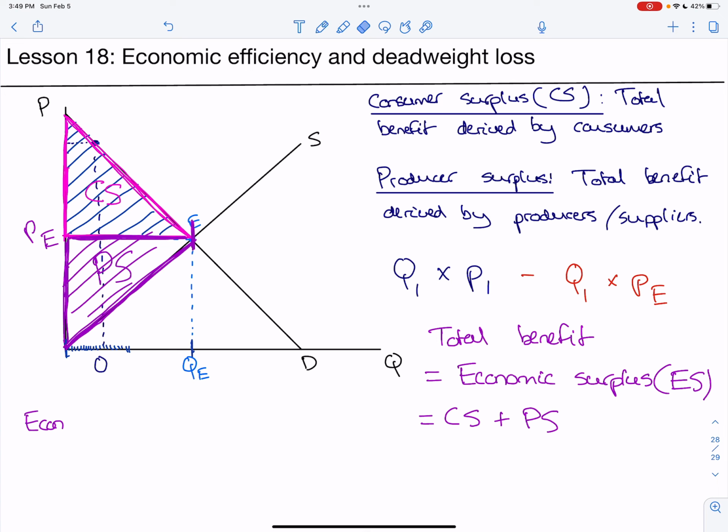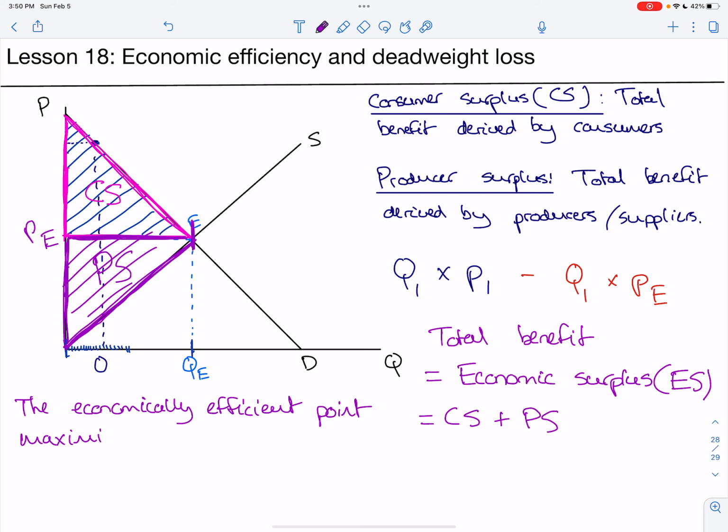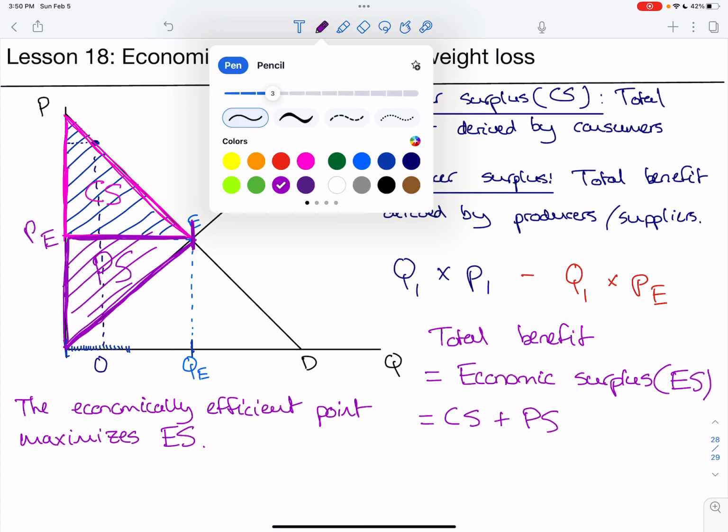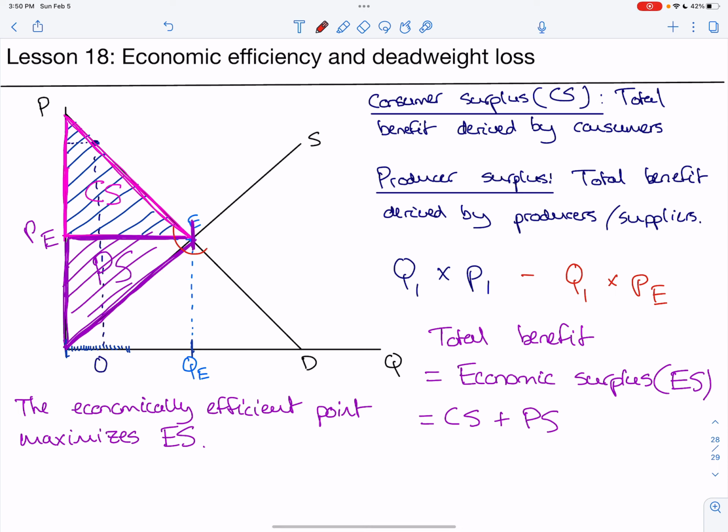or another way of putting that is the economically efficient point maximizes economic surplus. Now, in our case, what is the economically efficient point? It's our equilibrium point, right?